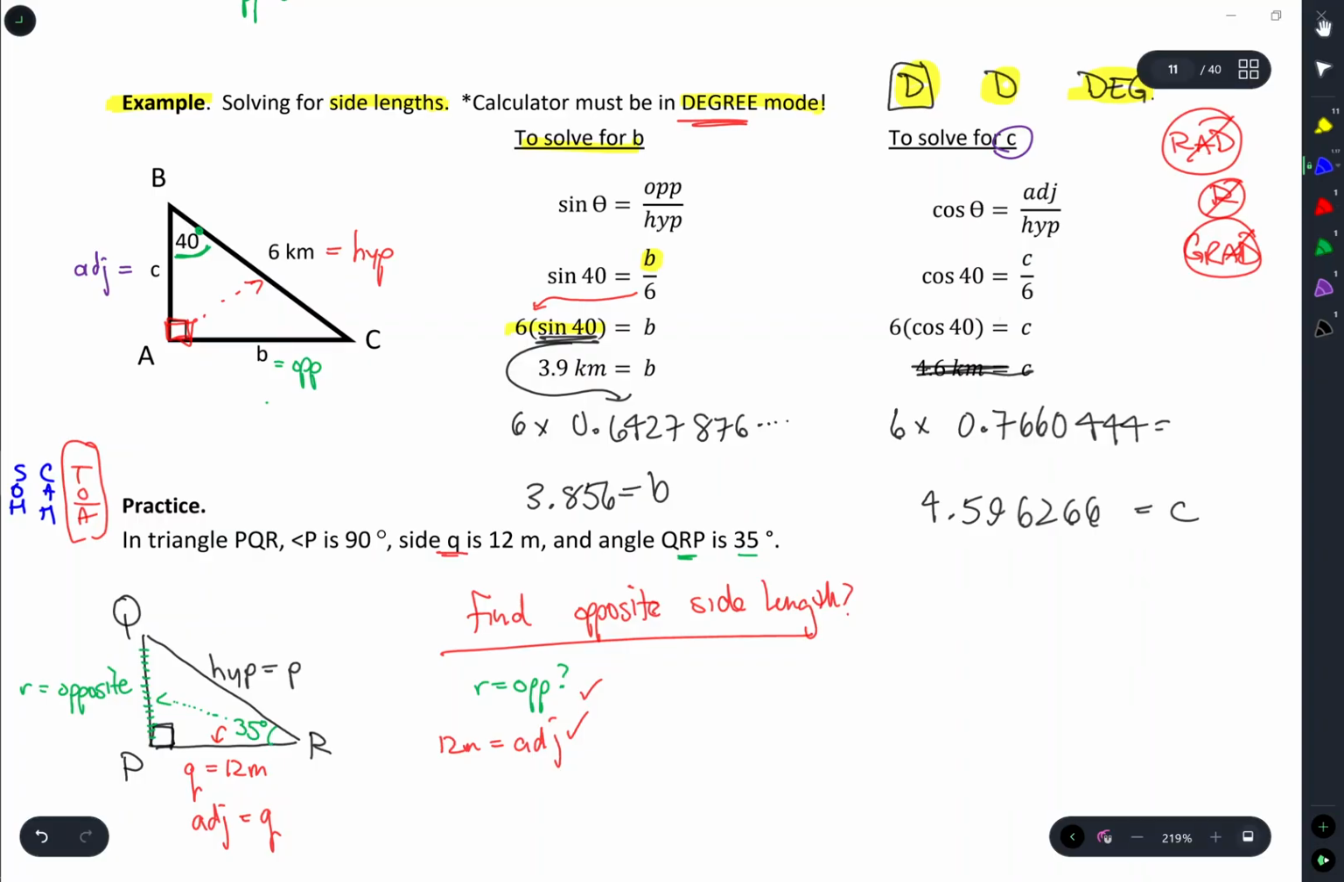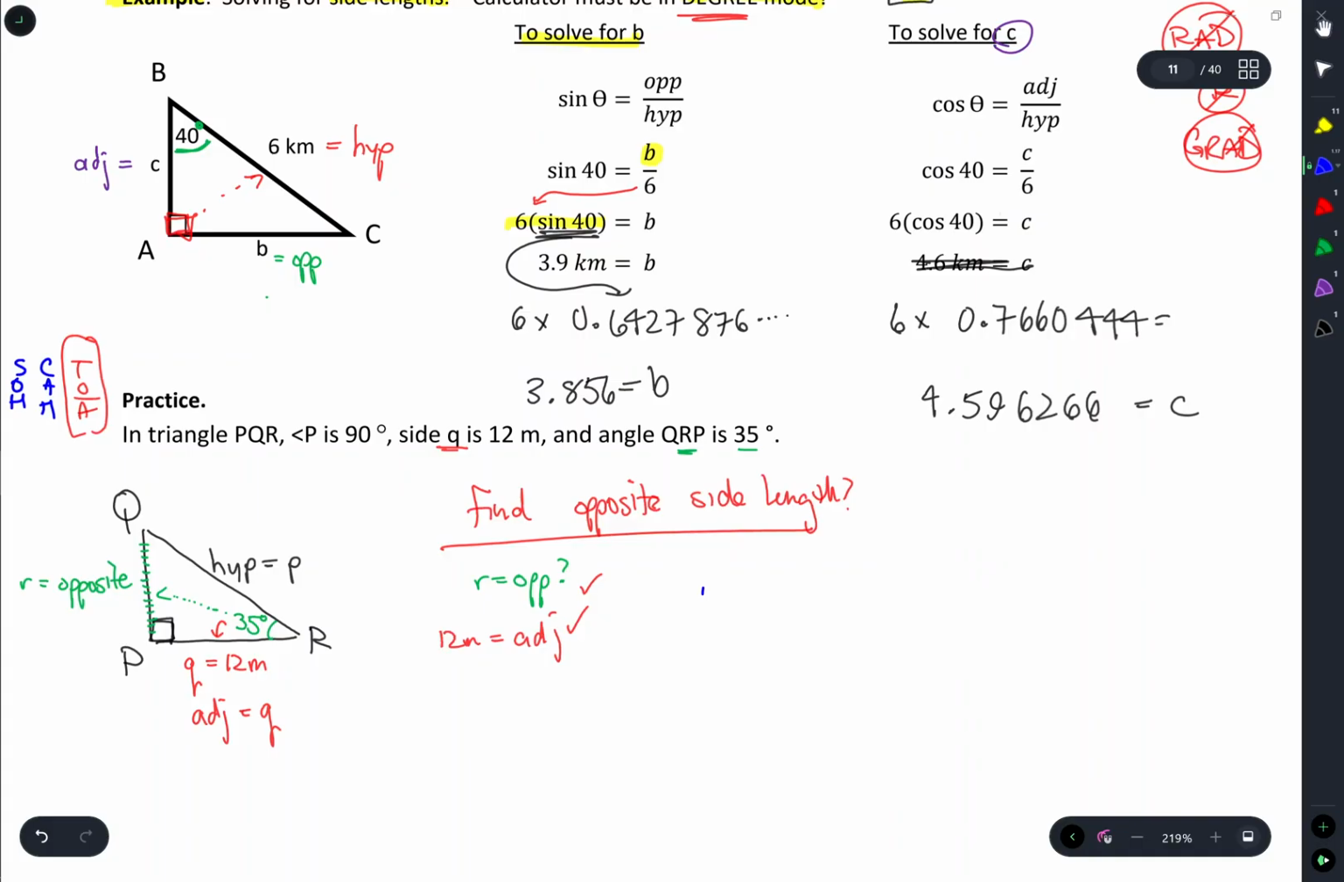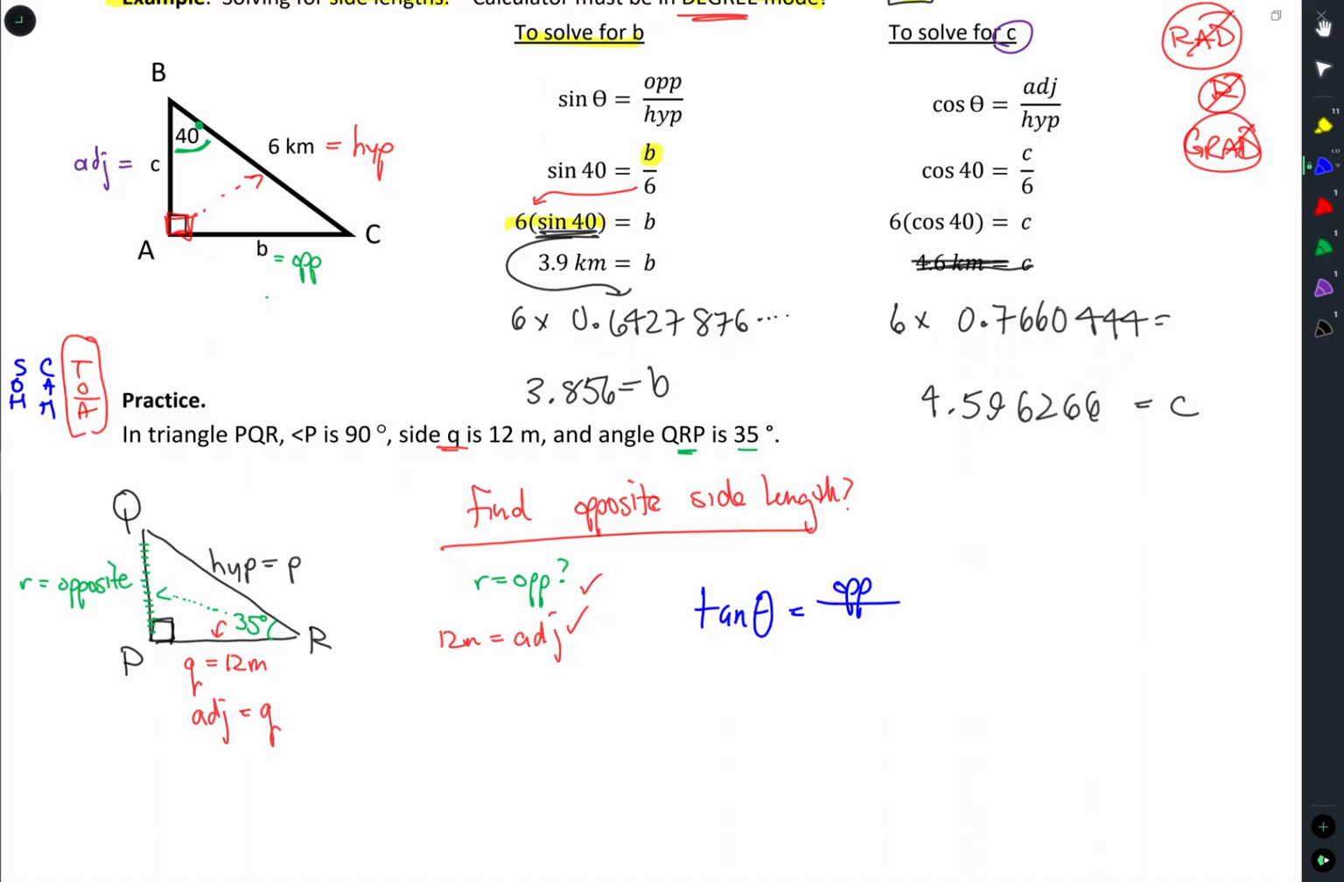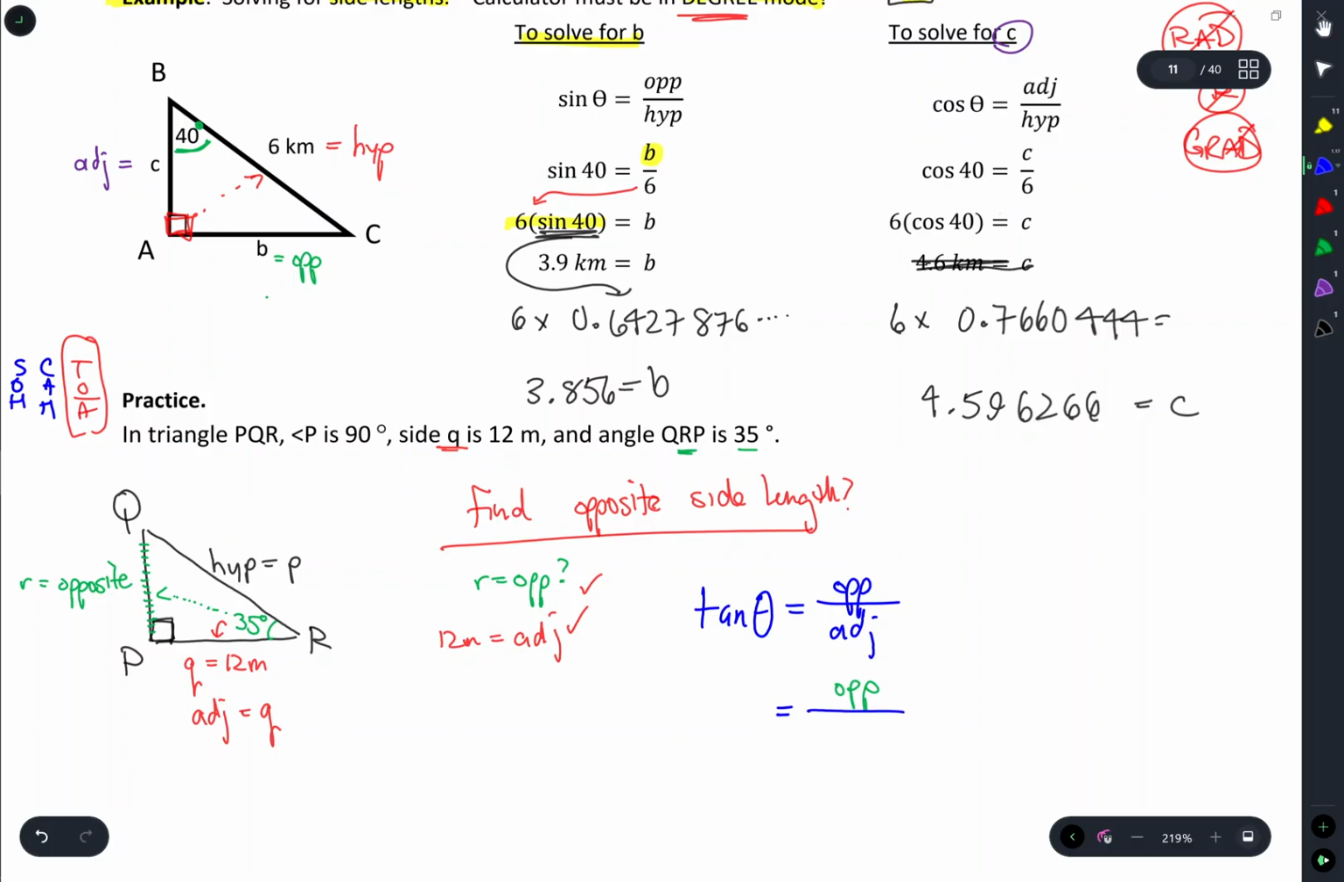Let's start with the formula. So we have tangent of theta is the opposite, the O over the adjacent, the A of the TOA. Okay, so tan theta is opposite over adjacent. Let's sub in some values at this point. The opposite is what we're after, so maybe we can just leave that as opposite or OPP. Maybe we could call that side R, whatever you'd like. Throw in a question mark, whatever makes you happy there.